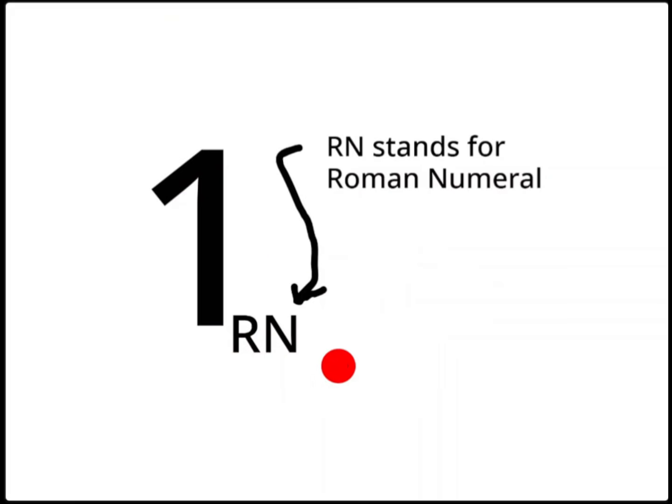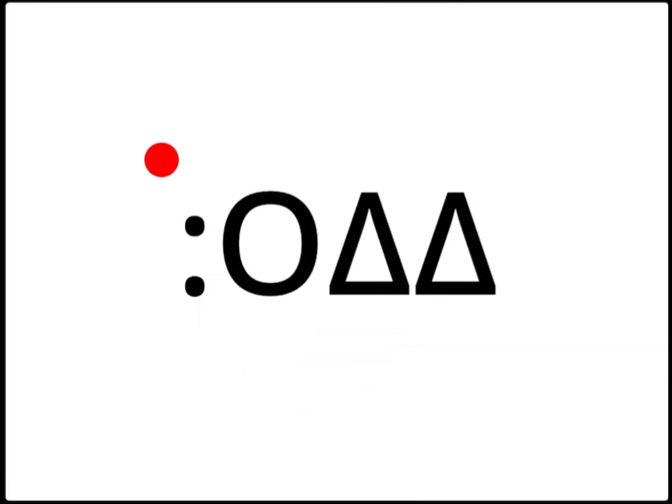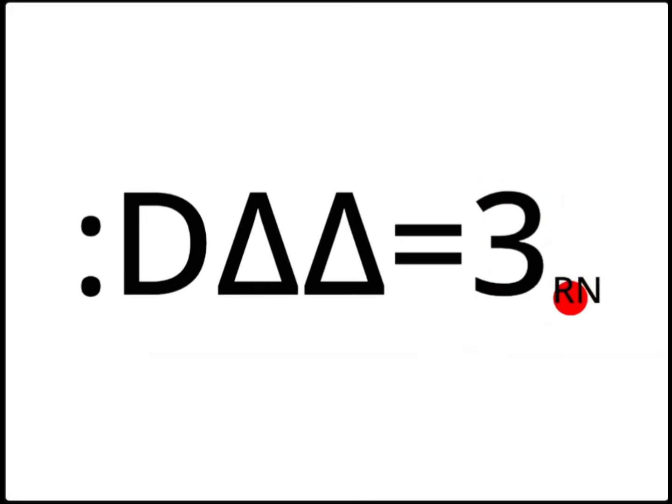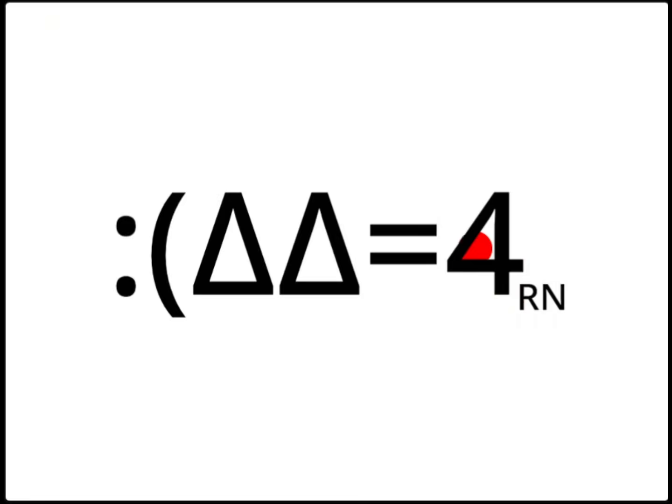So RN stands for Roman numeral, just to make people know that it's an actual Roman numeral and not just a normal number 1. So eventually we get to 200. So this is the 200 in the base 11. This will be equal to 2 RN. And then we have 3 RN, 4 RN, and it just keeps on going like that.